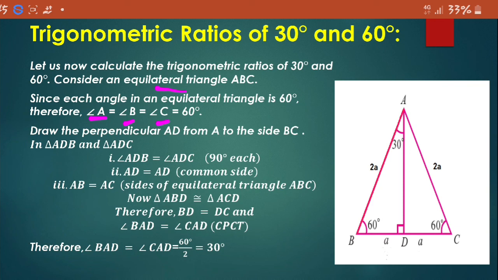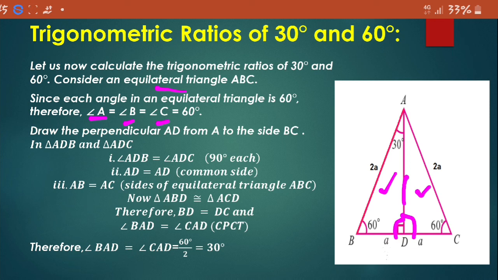Now you have to draw a construction. The construction is, let AD, this AD line, be perpendicular on BC. That means this angle and this angle both are 90 degrees. Now you have to take the triangles ADB and ADC, and by congruency I will prove that these two triangles are congruent.